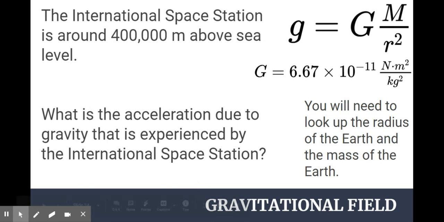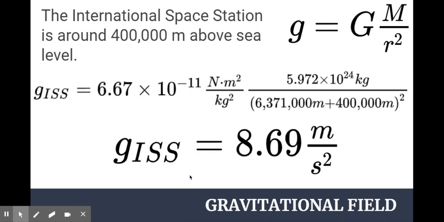All right? The International Space Station. Now we're looking at 400,000 meters above sea level. Okay? What is the acceleration due to gravity experienced by the International Space Station? Do some calculations, figure it out. All right, here you go. 8.69. All right, now it's starting to make a decent difference. This is over 1 meter per second squared smaller than here in Las Vegas.